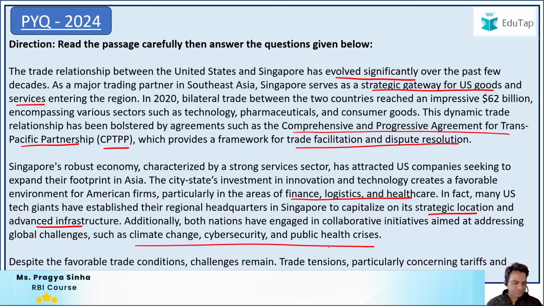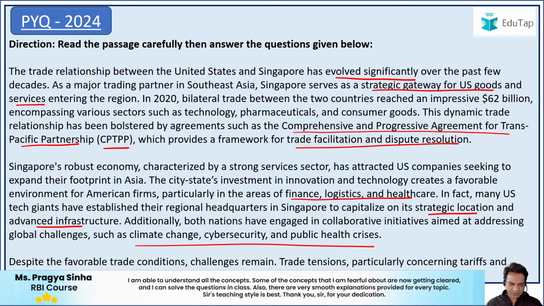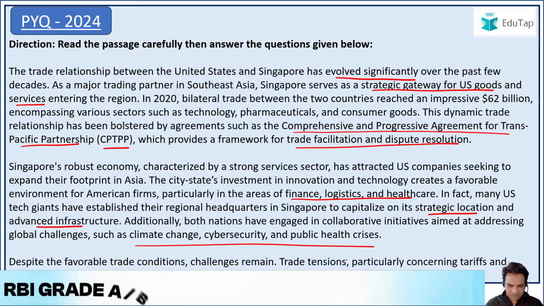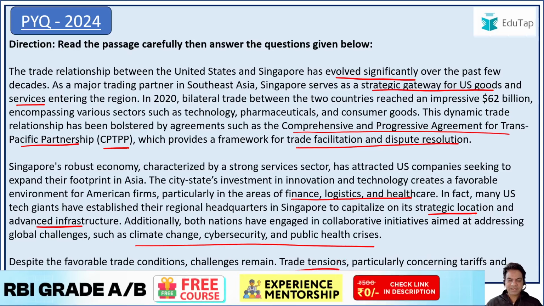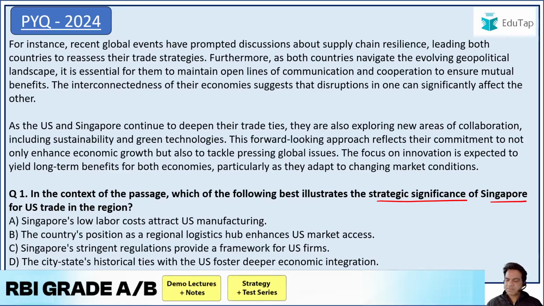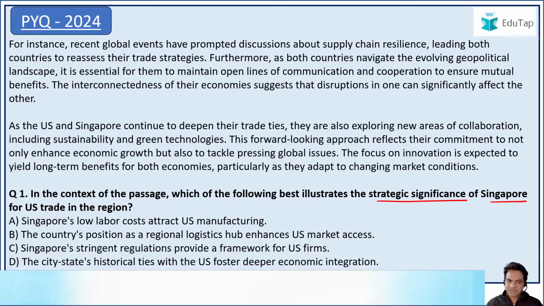Despite the favorable trade conditions, challenges remain. Trade tensions, particularly concerning tariffs and regulations, can impact the seamless flow of goods. So there are issues like trade tensions. For instance, recent global events have prompted discussion about supply chain resilience, leading both countries to reassess their trade strategies.